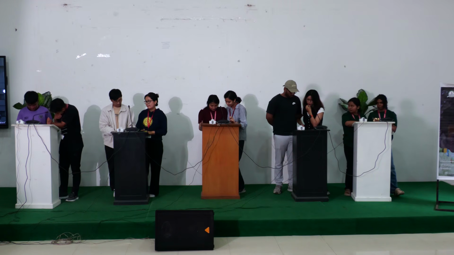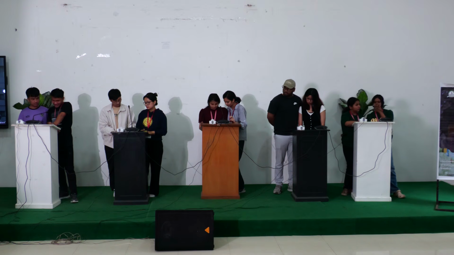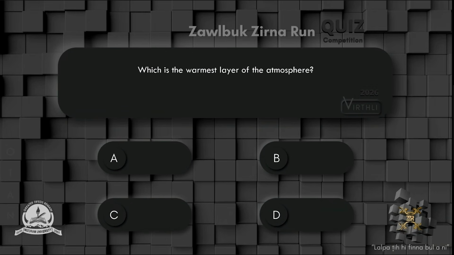Fourth team, table 4, we're ready, right? Okay, this is your question. Which is the warmest layer of the atmosphere? And your options are A, thermosphere, B, troposphere, C, stratosphere, and D, mesosphere. And your time starts now.